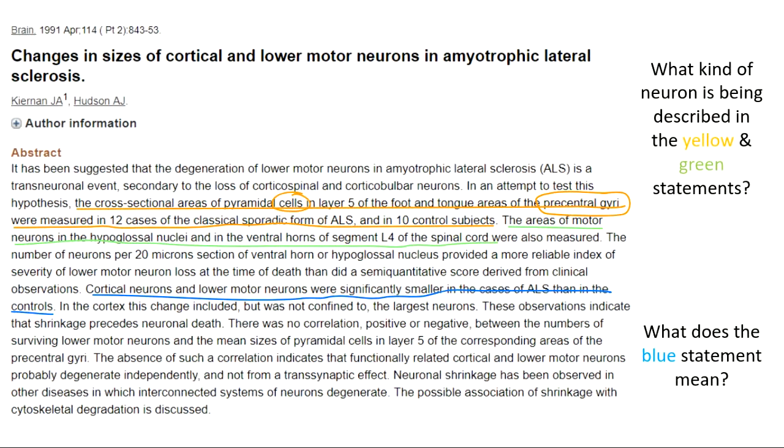Try to keep up with us here. Nice. Sporadic. Foot, tongue. Awesome. Yeah, and controls. Perfect. Okay, so check this out.